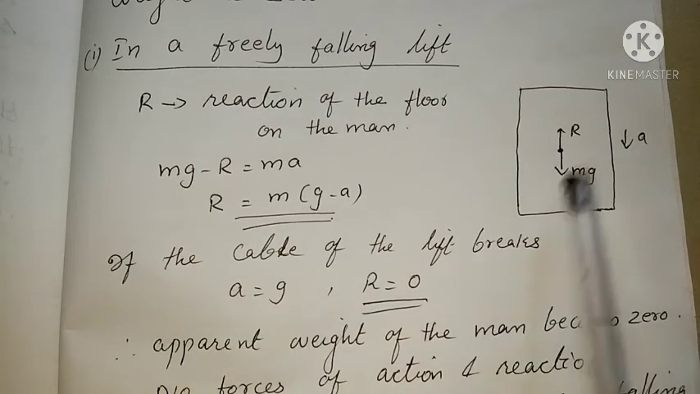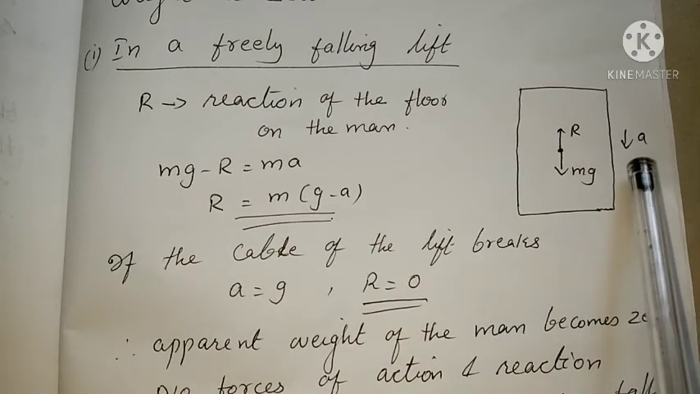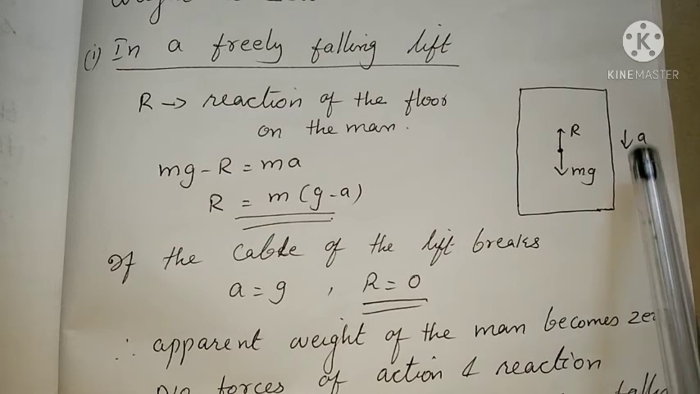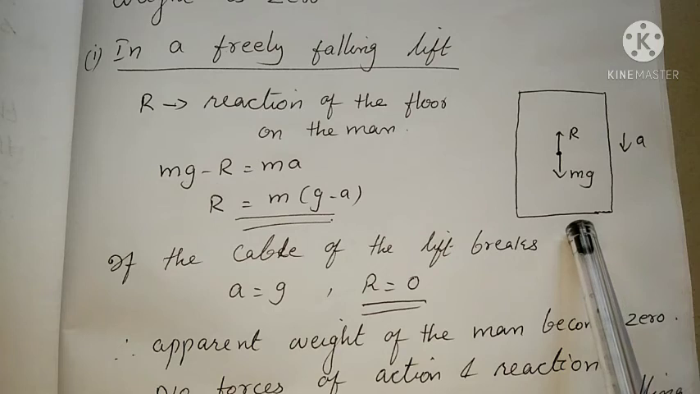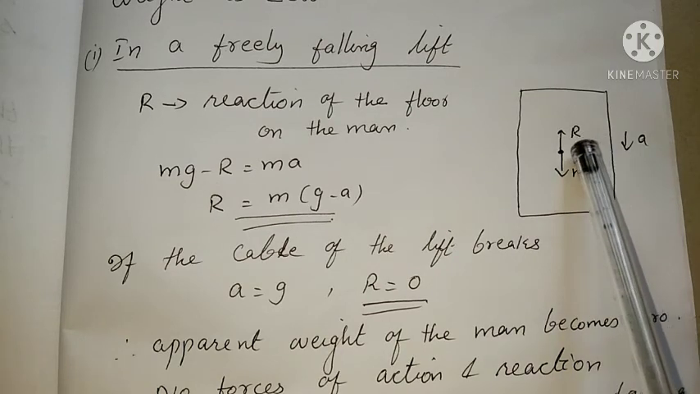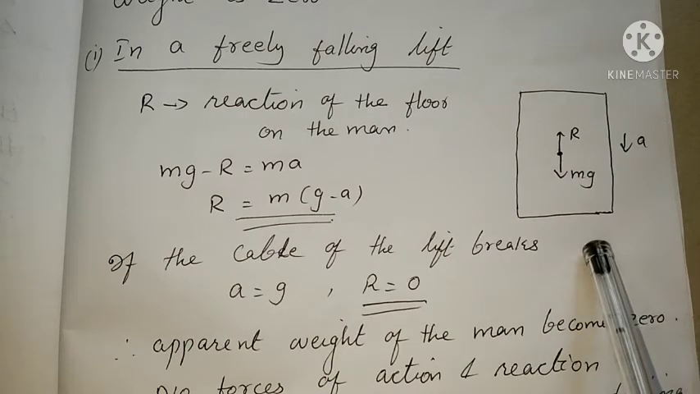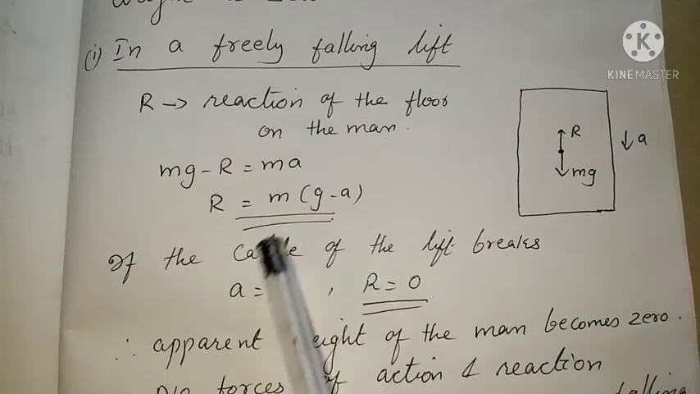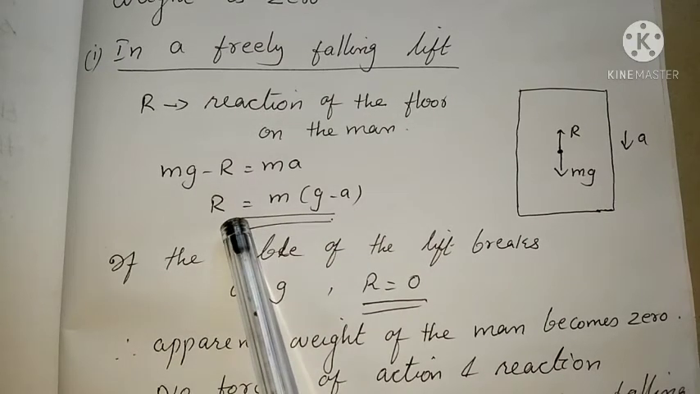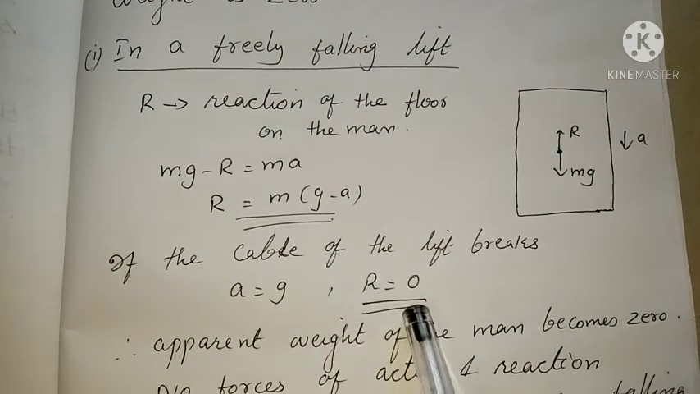If the cable of the lift breaks, then what is the value of a? That is, the lift moves downward with an acceleration due to gravity g. That is, it is freely falling towards the Earth. At that time a equals g, and when we substitute here, the apparent weight R equals 0.